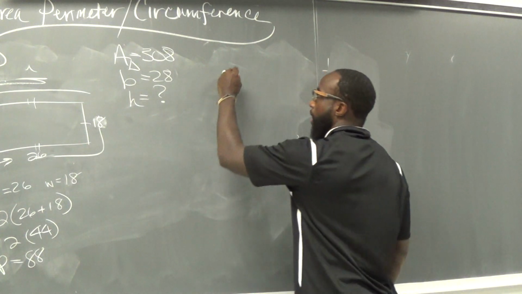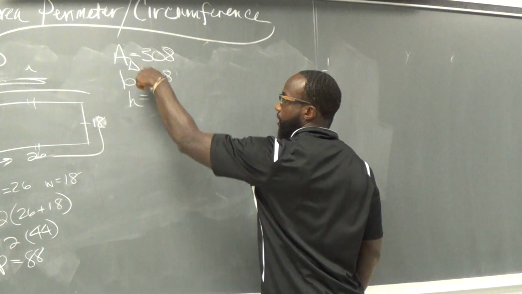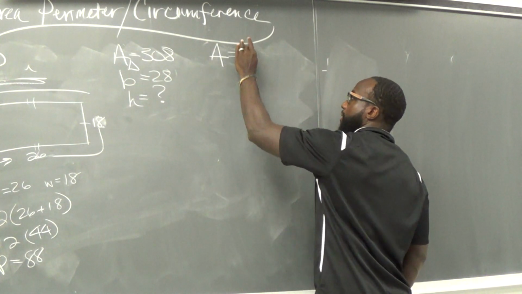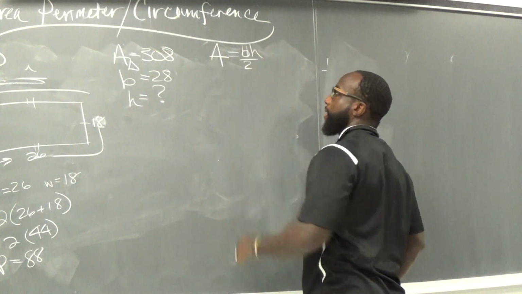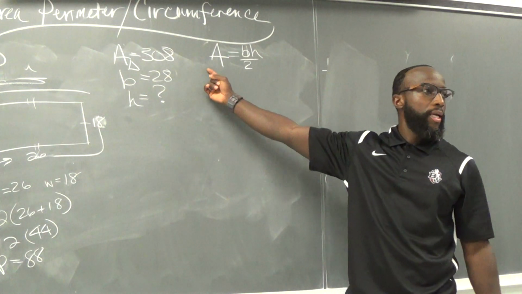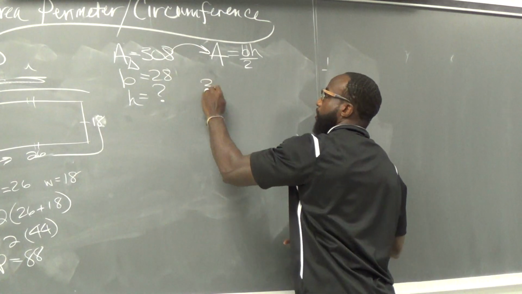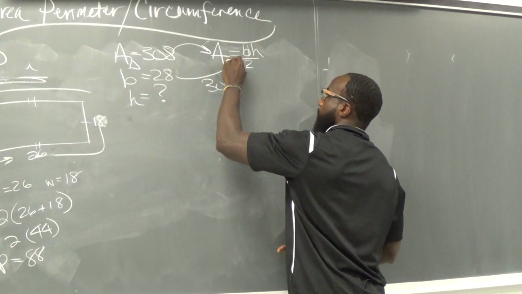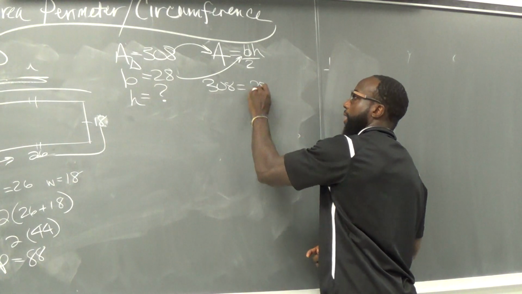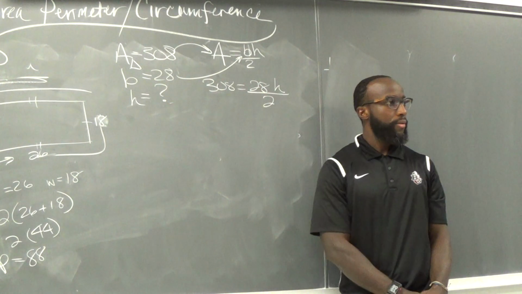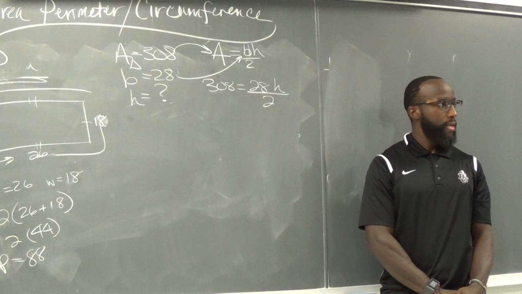So we'll write in what we got. They gave us these things. The area is 1/2 base times height. So you plug in what they give you. They gave us the area, so it's 308. They gave us the base equals 28. We don't know the height, times h over 2. We all good with that?